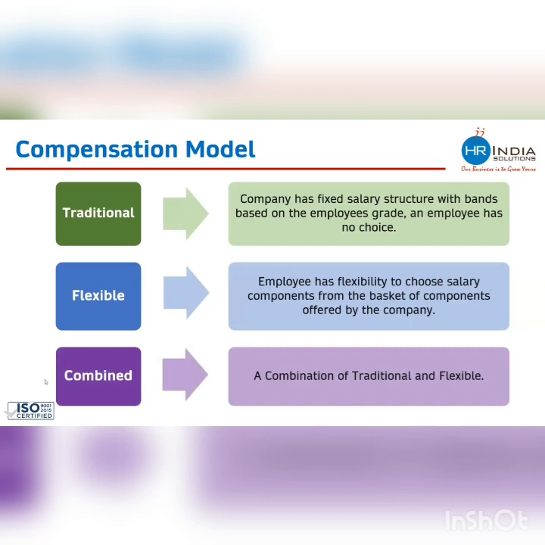That is the combination of the traditional and the flexible. In the combined compensation model, usually 60% or 70% of the salary is decided by the company, like basic salary or most of the allowances, and they leave one or two of the allowances to be picked up or decided by the employee. So the employee has some option, but that option is very limited. These are the 3 compensation models which are nowadays used in companies.